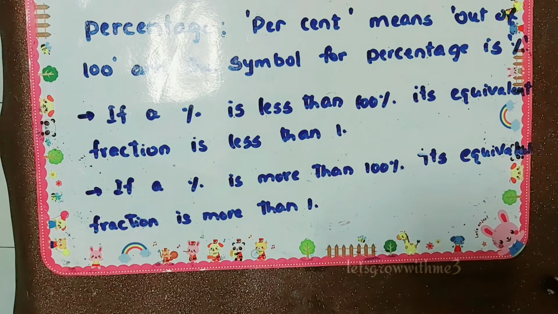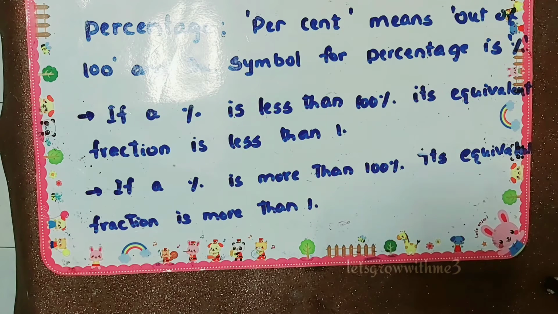If we have percentages less than 100%, like 20%, 30%, 50% or 80%, then we will get the equivalent fraction value as less than 1. If the percentage is more than 100%, something like 150%, 200% or 300%, then its equivalent fraction is more than 1. So we will get our fraction value as above 1.